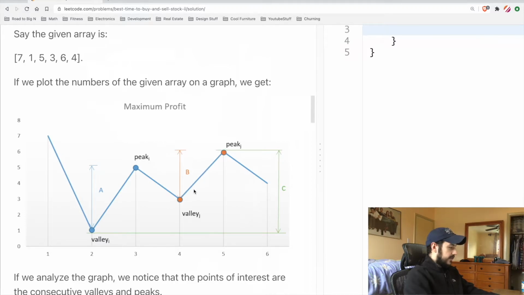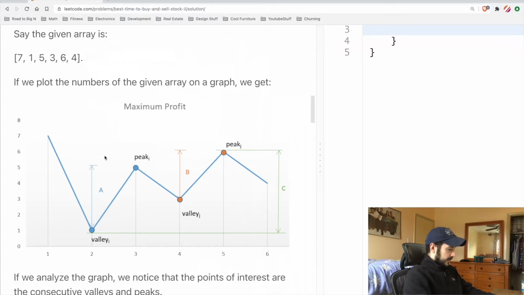We want to take those as our answer. If there's an increase in this graph, we want to take that when we calculate our answer, because that'll give us the maximum profit we can get. So it's 5 minus 1, so 4 for this increase A from 1 to 5, and then from here it's 3 to 6, so that's an increase of 3. The other downward slopes don't have any increases, so you essentially just ignore them and keep going as you traverse the array.